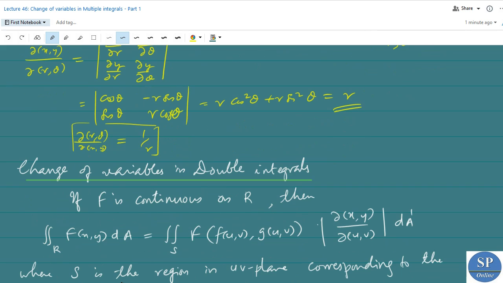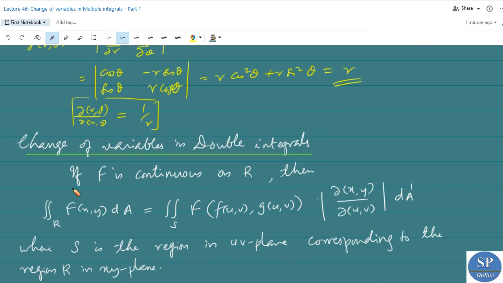Next, change of variables in double integrals. Okay. So if f is continuous on a region R, then the double integral over R of f of (x, y) dA is equal to the double integral over S of f of (u, v) times the modulus of the Jacobian determinant. This is the modulus of the Jacobian. The Jacobian is nothing but dou of (x, y) divided by dou of (u, v). So here we need the modulus of the Jacobian determinant, which can be written as J of (u, v).